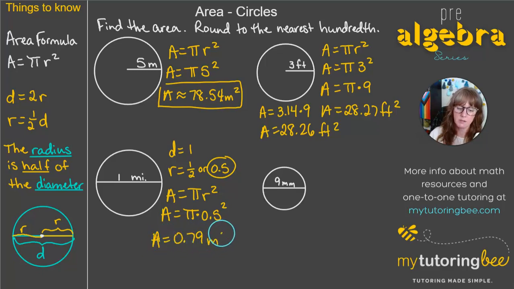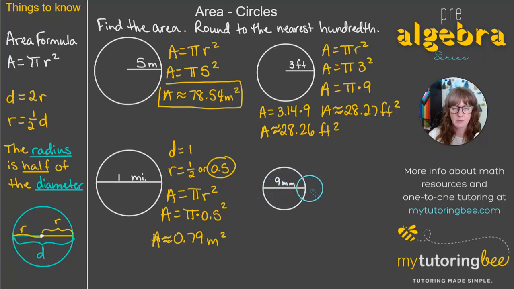0.79 miles squared. And I do want to use our little wavy, our about. I should have done that for these as well. Because this is not an exact number, it is about that measurement for our areas. All right, let's do one more.